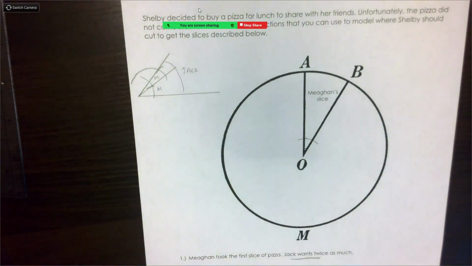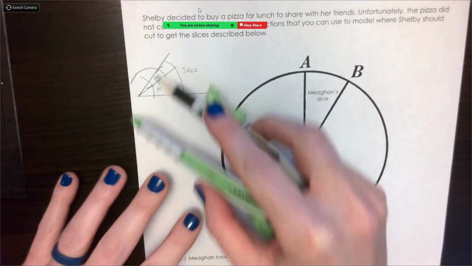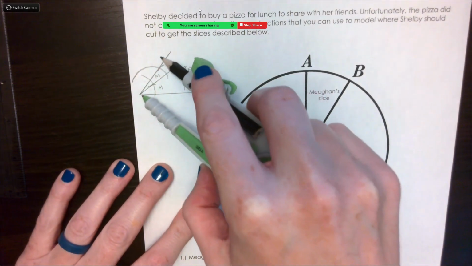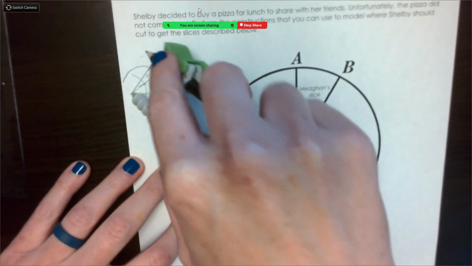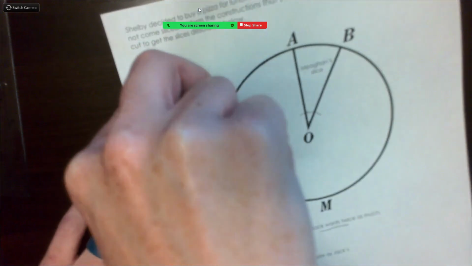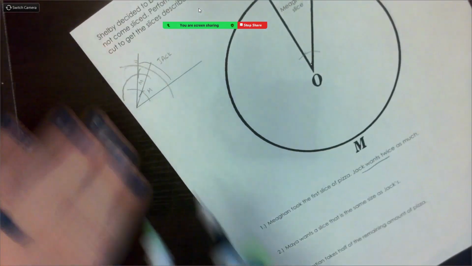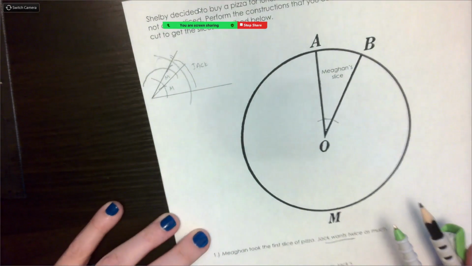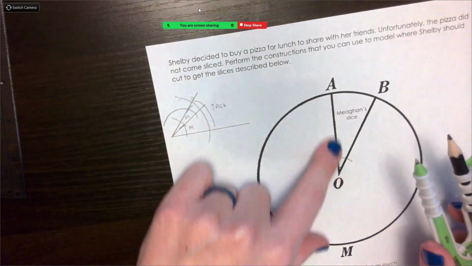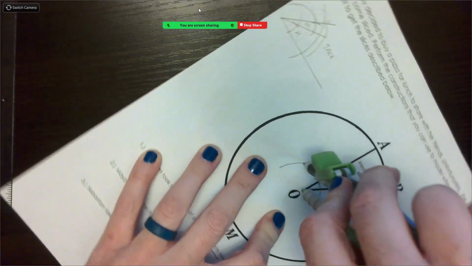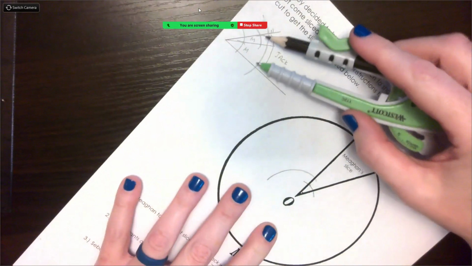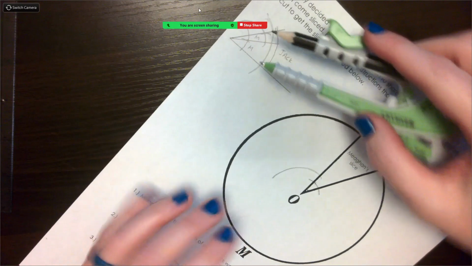Okay. So now can I copy that onto the actual pizza? Okay. Well, easy enough. Let's go ahead and copy this angle. So I'm going to draw a ray. So here you go. I'm drawing a ray. I'm going to use this as our initial side now. Okay, figure out our width here.